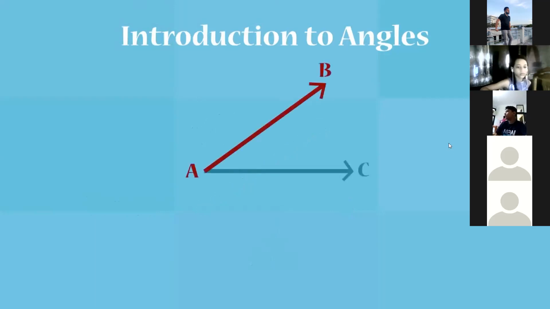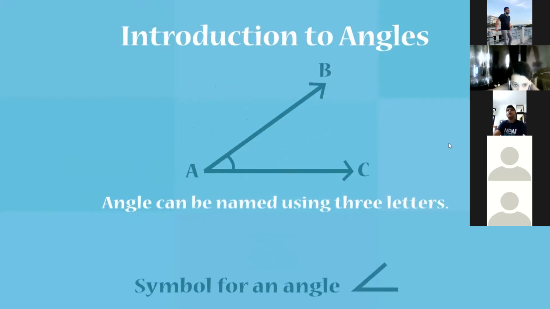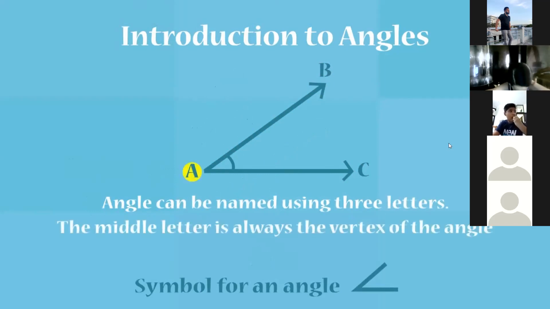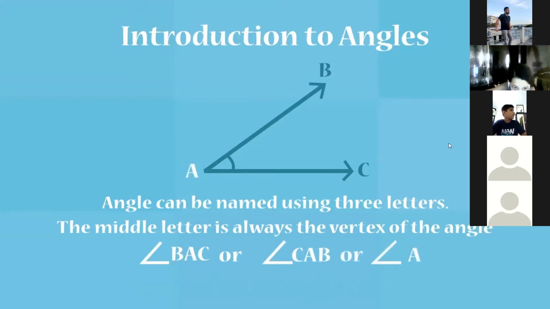Look at these rays, AB and AC. They form an angle between them. So, both ray AB and ray AC are the arms of the angle. Point A is the vertex of the angle. This is the symbol used for an angle. Every angle is given a name. An angle can be named using three letters. The middle letter is always the vertex of the angle. We can name the given angle as angle BAC or angle CAB. The same angle can also be named by its vertex as angle A.